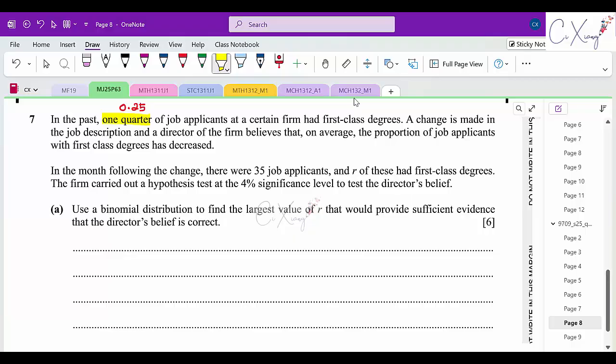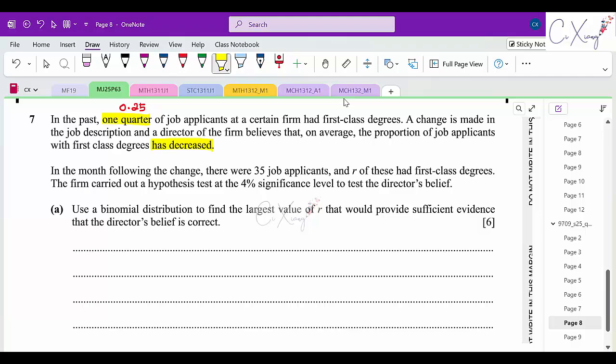A change is made in the job description and a director of the firm believes that on average, the proportion of job applicants with a first-class degree has decreased. Highlight the keyword "has decreased". When you want to carry out the test, this will be the keyword to help you set up the alternative hypothesis.